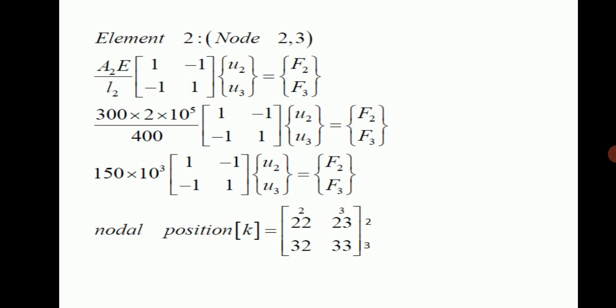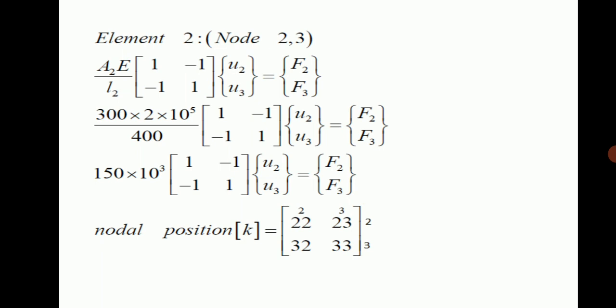Then considering element 2 of the bar element, the nodes should be 2 and 3. So we follow the same formula for determining the stiffness matrix, that is A2 E divided by L2, matrix 1 minus 1, minus 1 1, U2 U3. In element 1 it is mentioned as U1 U2. In element 2 we mention U2 and U3 because we are considering nodes 2 and 3. That is the same with F2 F3.